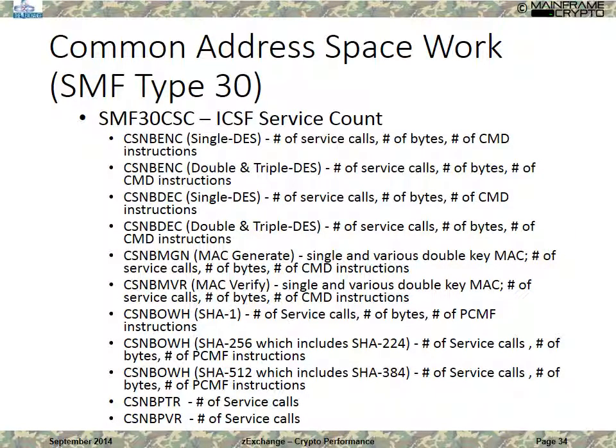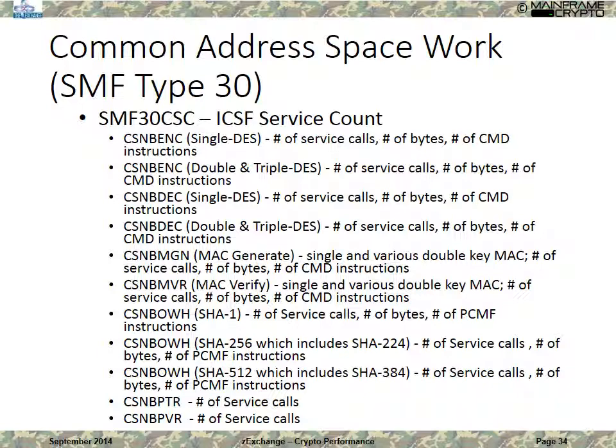On slide 34, the SMF type 30 is the common address space work record. There are some ICSF service counts. There's counts of the number of calls, the number of bytes, and the number of commands that were processed for a couple different APIs. Not all of the APIs, but some of the APIs that are available.